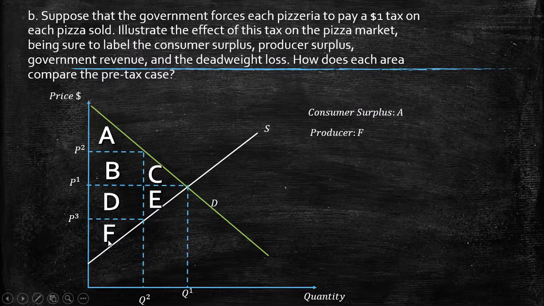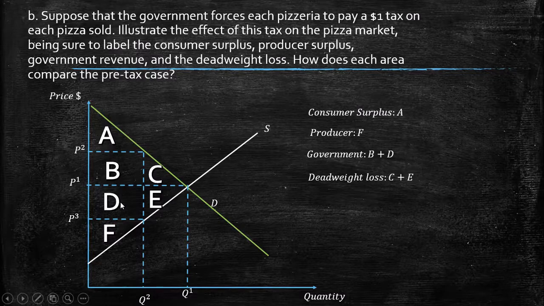As you notice, it is really lower than the previous pre-tax case, because in the pre-tax, if you remember, they had all this triangle, which was F plus D plus E. So in this case the pizzerias will just have F. What about the government? They weren't in the game before, they just appear now because there is a tax. So now they will receive the tax, which is $1 times the quantity of pizzas transferred in the market. The quantity now is Q2. So they will receive B and D.